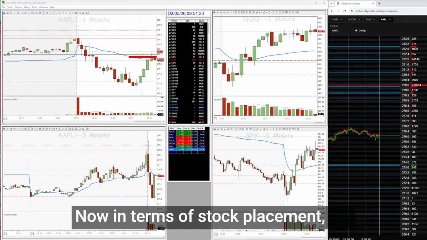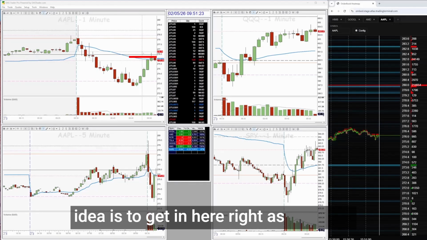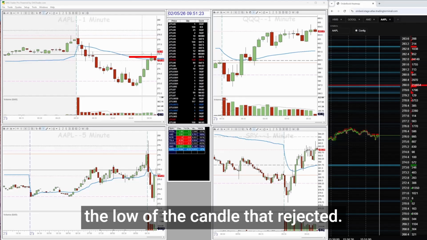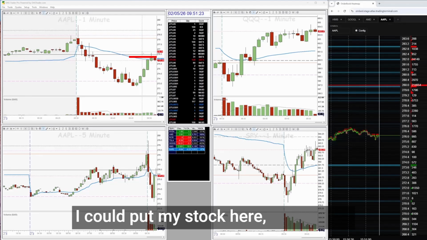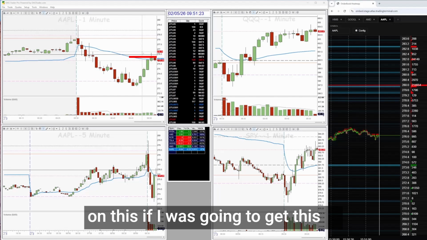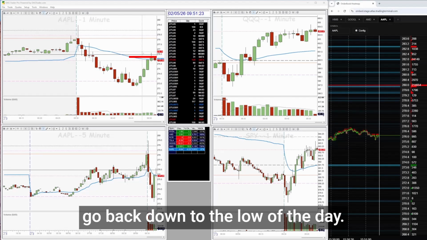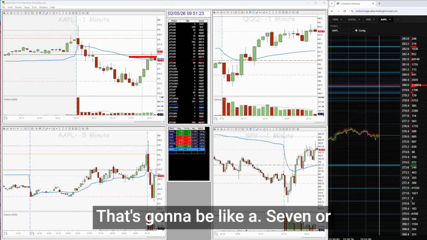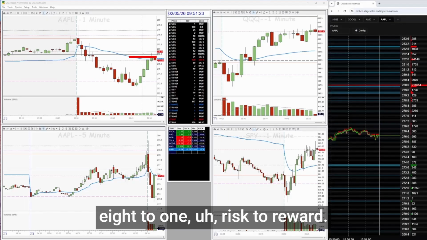Now, in terms of stop placement, my idea is to get in right as it breaks the low of the candle that rejected. I could put my stop here. It would be very tightly stopped, right above the open of the current candle, and I would get a very good risk to reward. If I was going to get this to go back down to the low of the day, that's going to be like a 7 or 8 to 1 risk to reward.